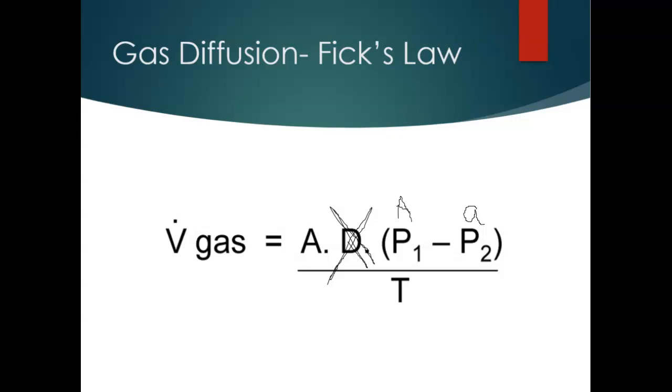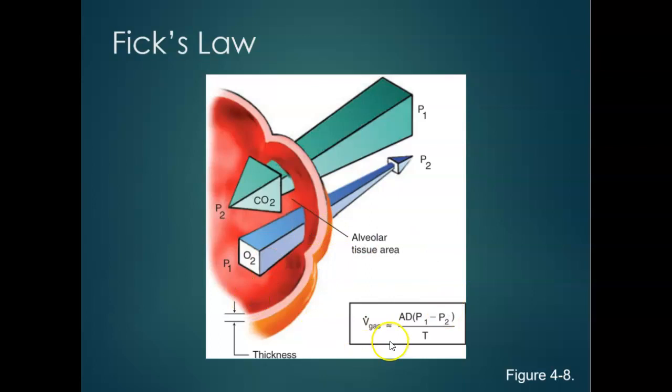The higher the FiO2, the higher the PAO2, the bigger the gradient, the more motivation there is for diffusion. And then over here is thickness, right? As my thickness increases, my diffusion will decrease. Right, so this is a picture representing that concept. Again, that D really doesn't factor in because we're talking about the same gases, so the diffusion coefficient is going to be the same.